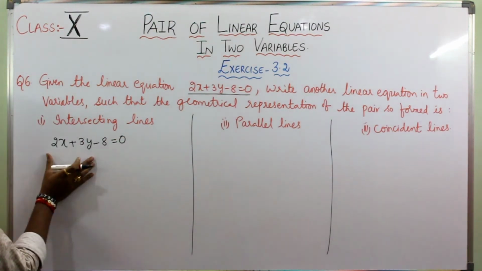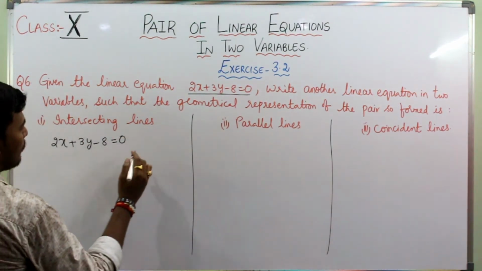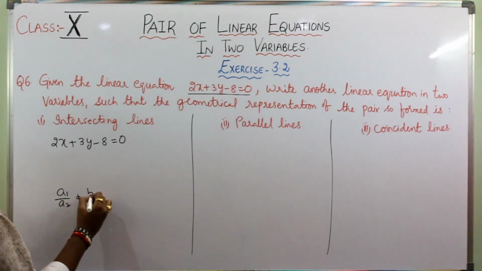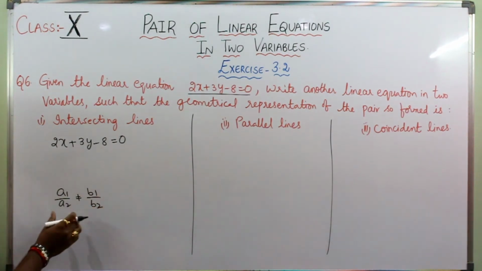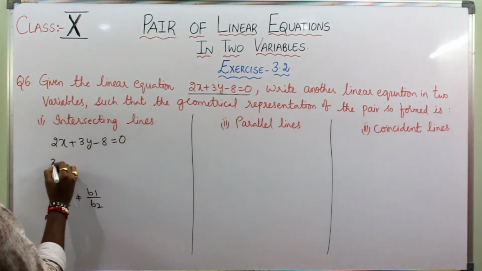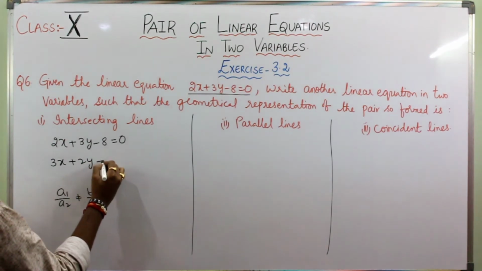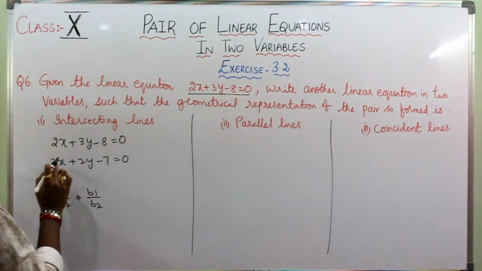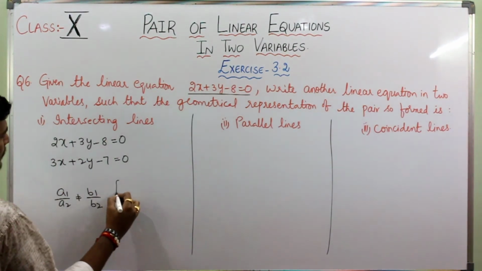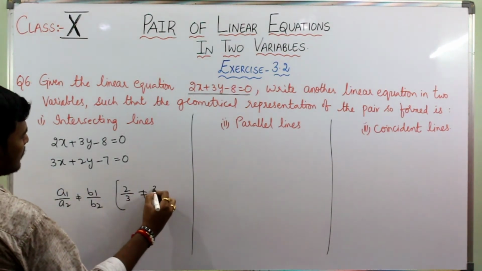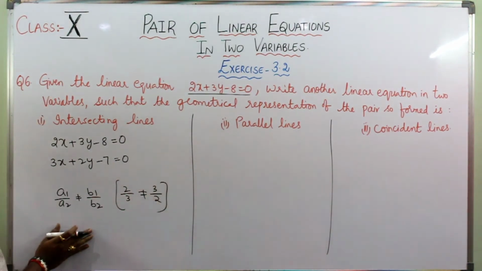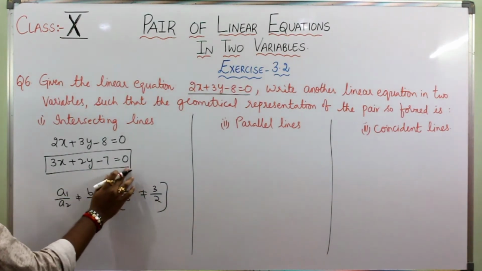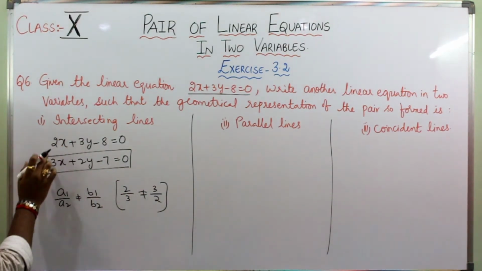For this we have to get intersecting lines. What is the condition for intersecting lines? a1 by a2 should not be equal to b1 by b2. So here I am just interchanging them, that is 3x plus 2y minus 7 is equal to 0. If I do so, I am getting 2 by 3 is not equal to 3 by 2, therefore intersecting lines. So the other equation is 3x plus 2y minus 7 is equal to 0 to make intersecting lines.